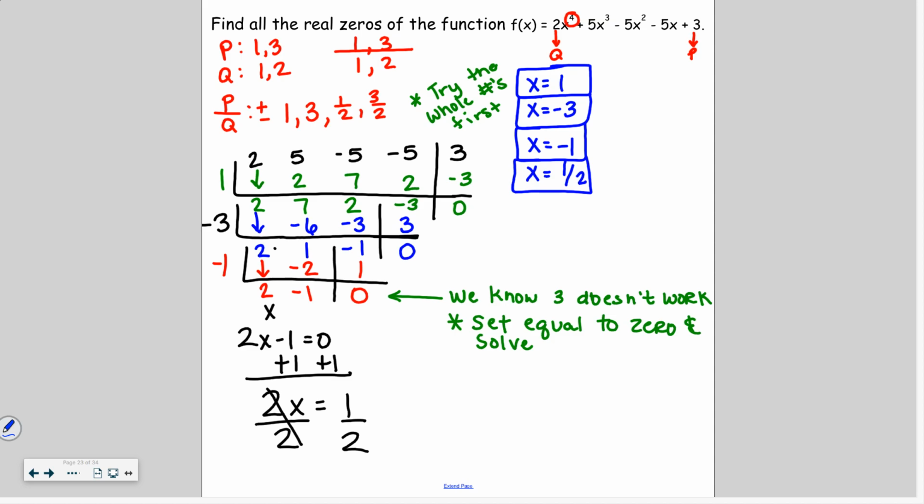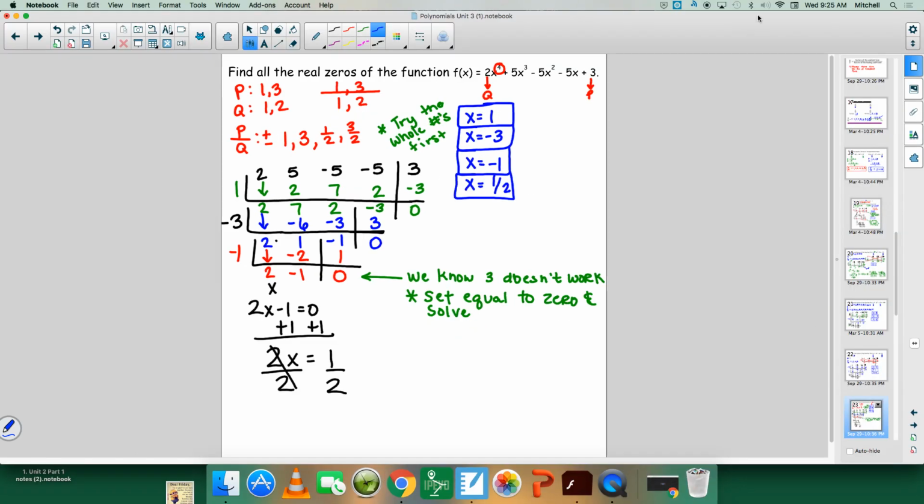All right? So practice this. It is a little bit tedious. It takes a little bit of time. But you'll start seeing the factors that actually work as you're doing it. The more you do it, they'll be able to stand out to you. So if you have any questions, just ask.